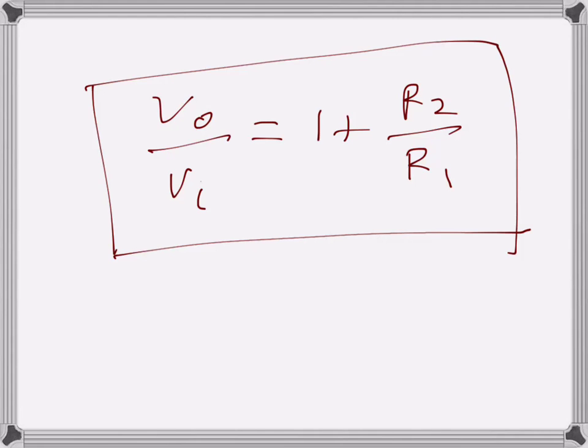So we can see that the gain here is positive, and the magnitude of the gain is basically R2 over R1 plus 1. In the inverting amplifier, it was minus R2 over R1. There was no plus 1 there, and the gain was negative. So that one was the inverting amplifier. This one is called the non-inverting amplifier, and this is of use, since we get a gain which is positive.